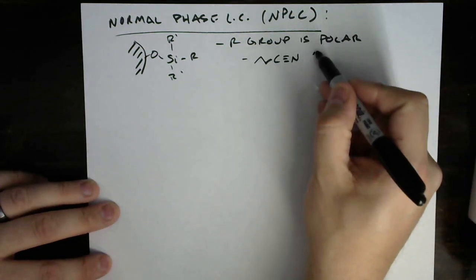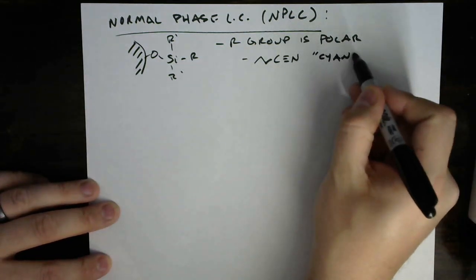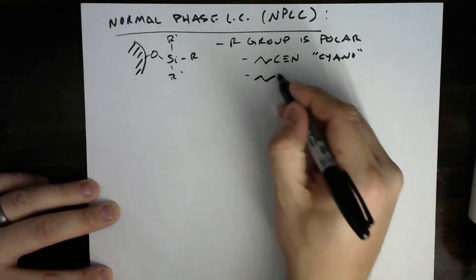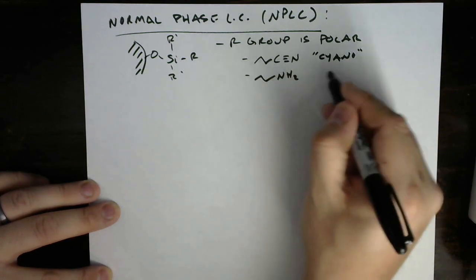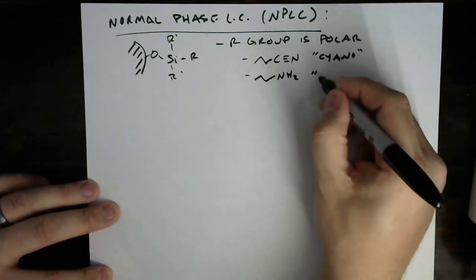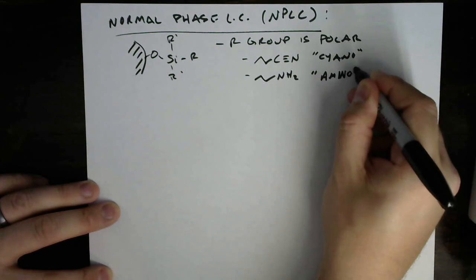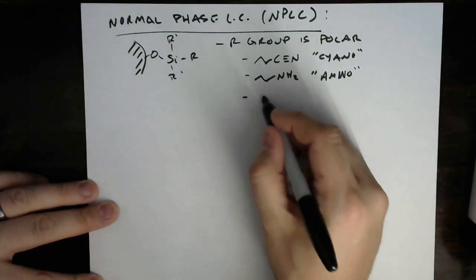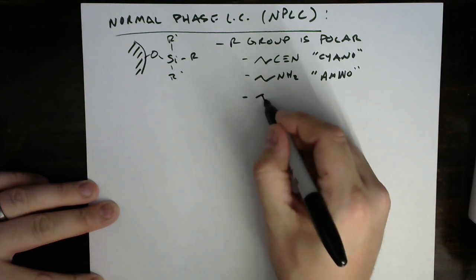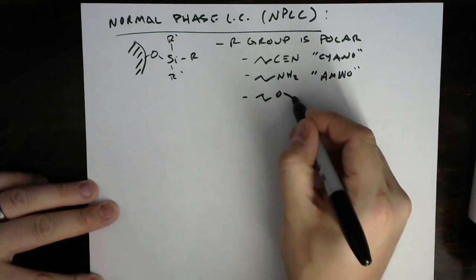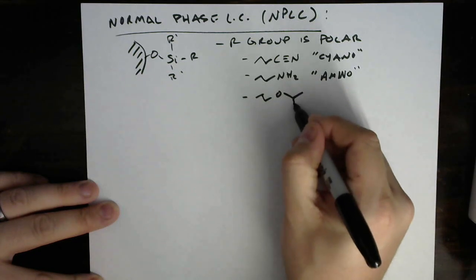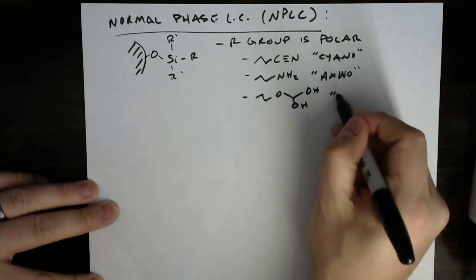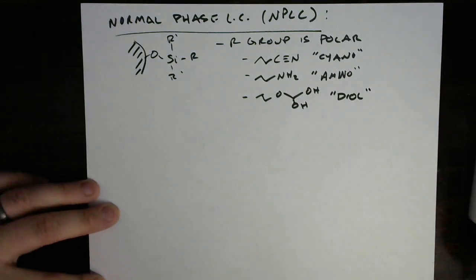So a stationary phase like this is often called a cyano stationary phase. We get similar functionality when we put amines out there, and these are often called amino columns. Or you get these diol functionalities, things like OH and OH. You get these diols, diol columns.